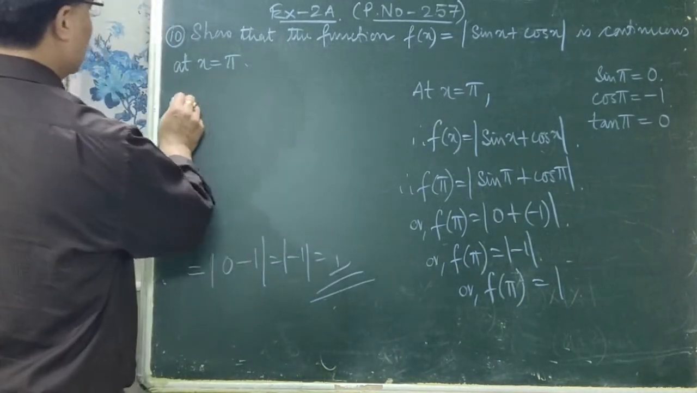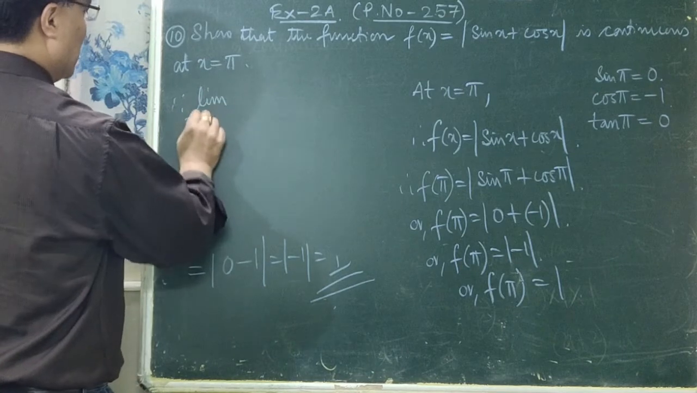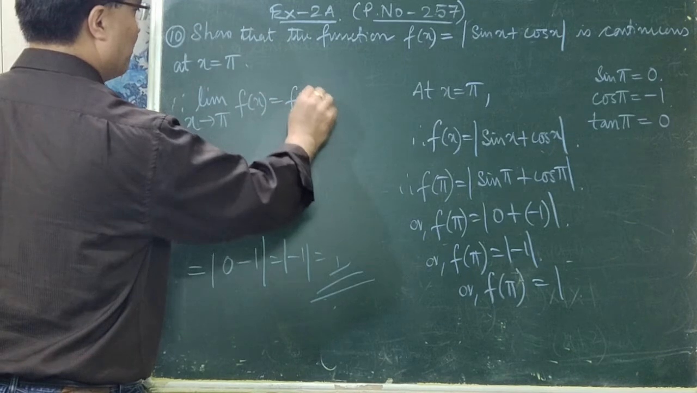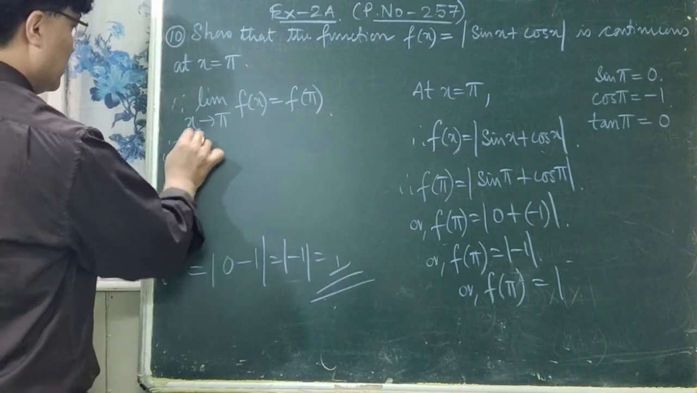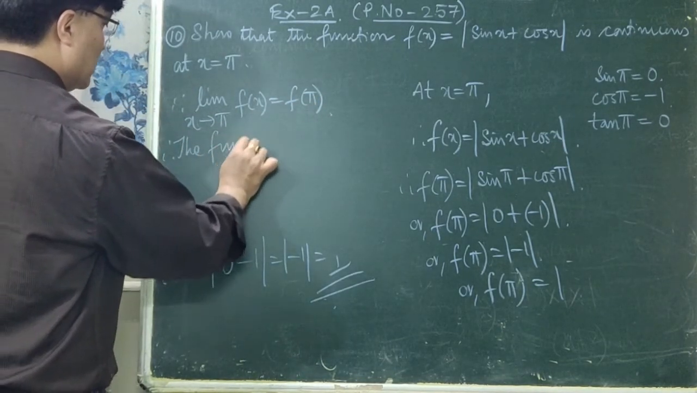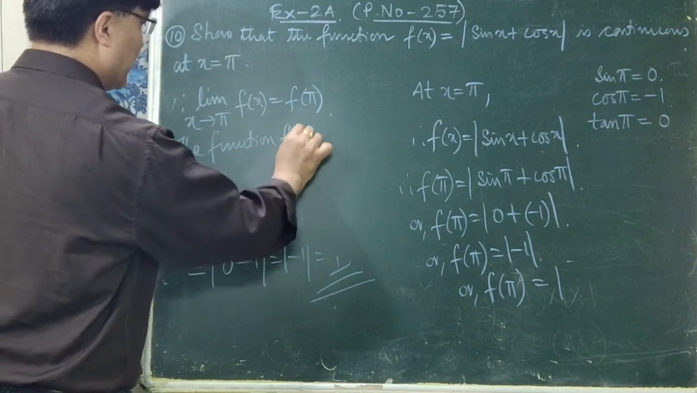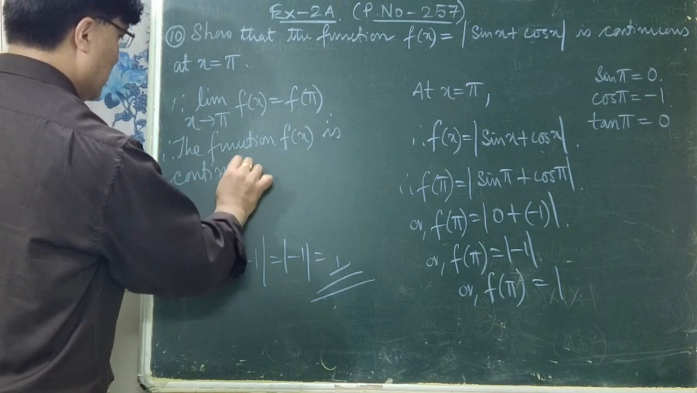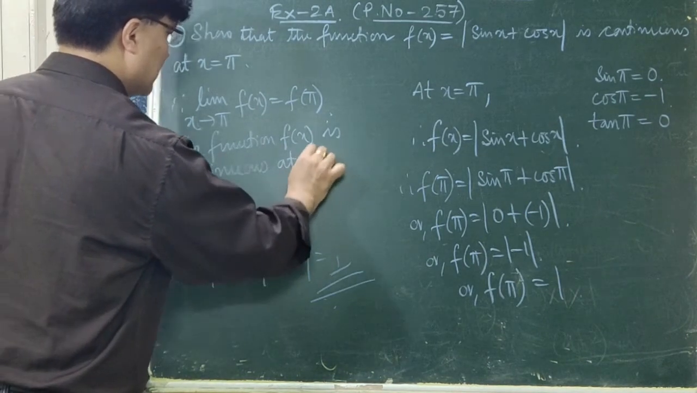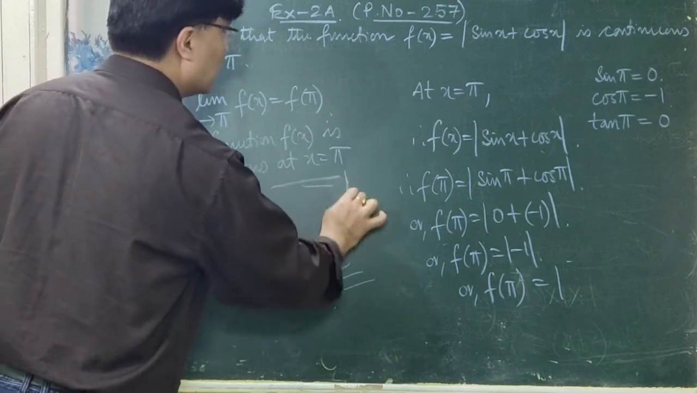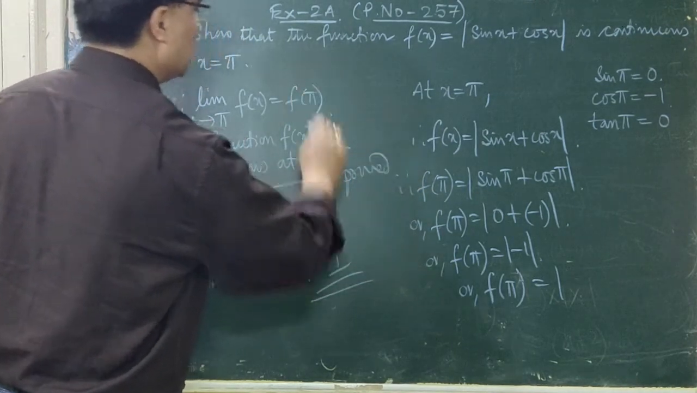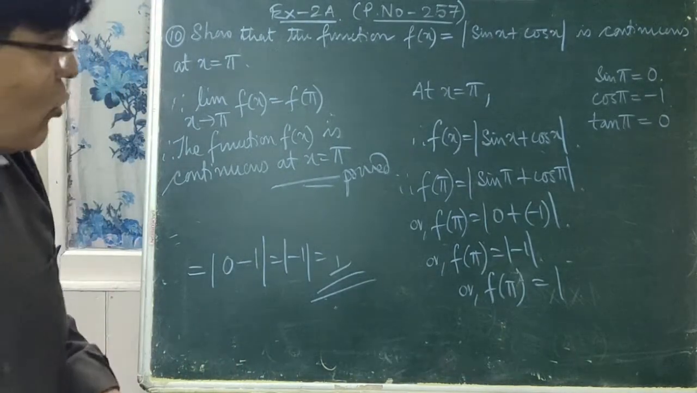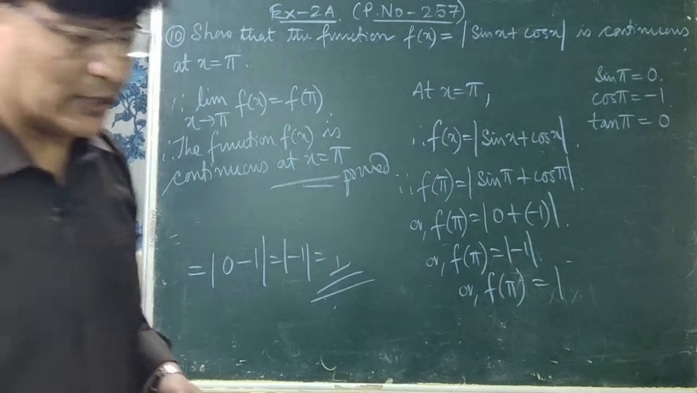So write down, since limit x tends to pi, f of x is equal to f of pi, therefore the function f of x is continuous at x is equal to pi. So it is proved. So this is quite easy, isn't it? So you can revise it at home. So this is your answer. So we'll do the next question now.